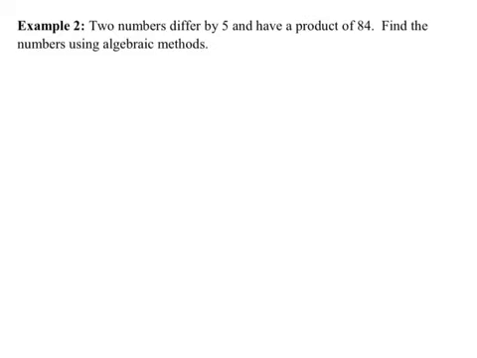Two numbers differ by 5 and have a product of 84. Find the numbers using algebraic equations. What does it mean for two numbers to differ by 5? The difference between the 5. So give me an equation. So x plus 5 equals 1.